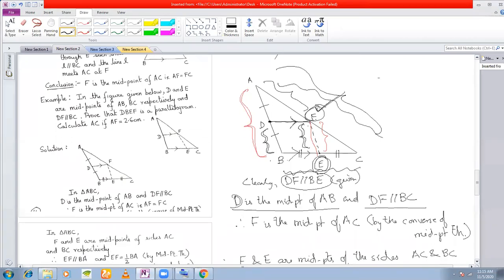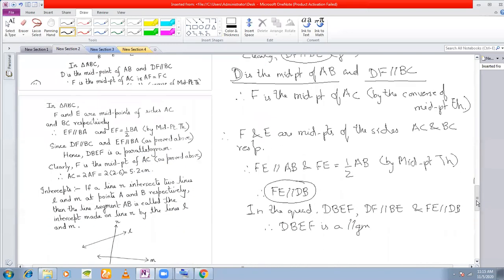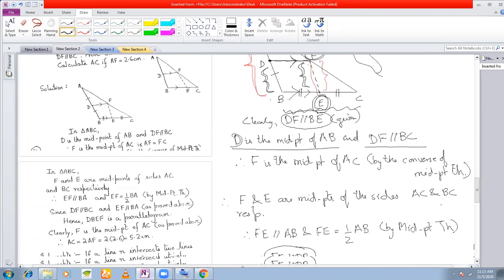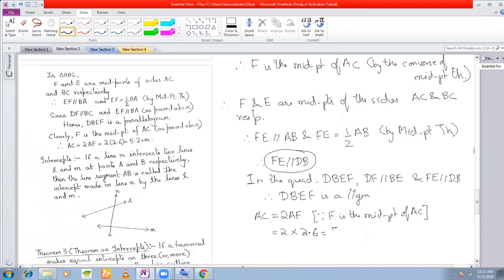If you see, I have already shown that F is the midpoint of AC. So clearly, the length of AC must be double the length of AF. Yes, sir. So AC is double the length of AF. Why? Because F is the midpoint of AC. That's it. What is the length given here? 2.6. So this is 5.2. That's it.